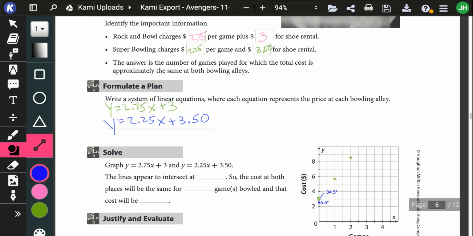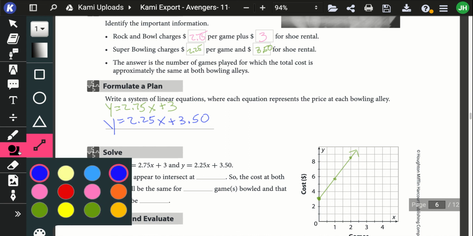Now this one, I don't need to put an arrow on the left side. Because we can't go less than 0 on games played. So this, because of the context, is a ray. It only goes in one direction. Now let's look at the other.